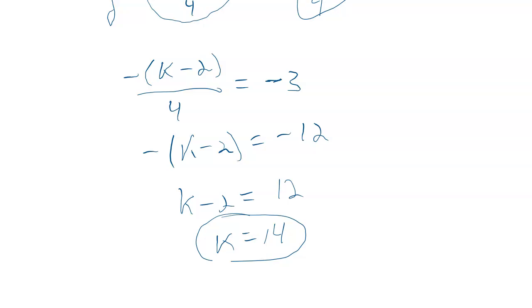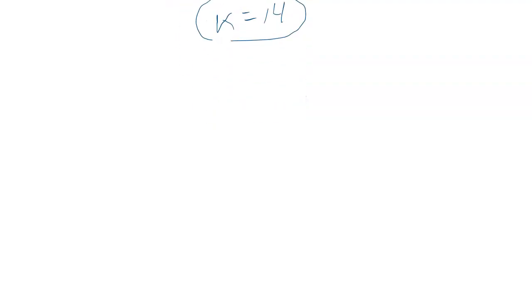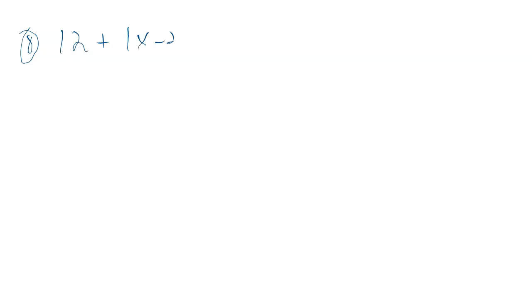Let's do the next one. Alright, this is number 8 actually. 12 plus the absolute value of x minus 2 is greater than or equal to 14. This is equivalent to the absolute value of x minus 2 is greater than or equal to, I believe that's 2.